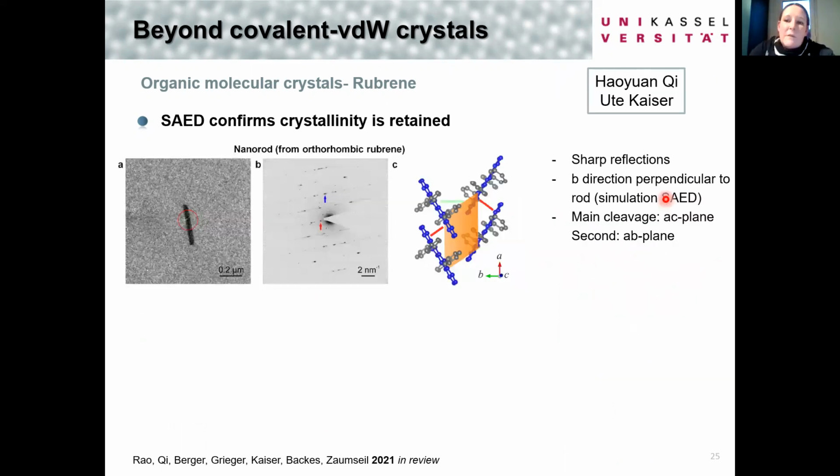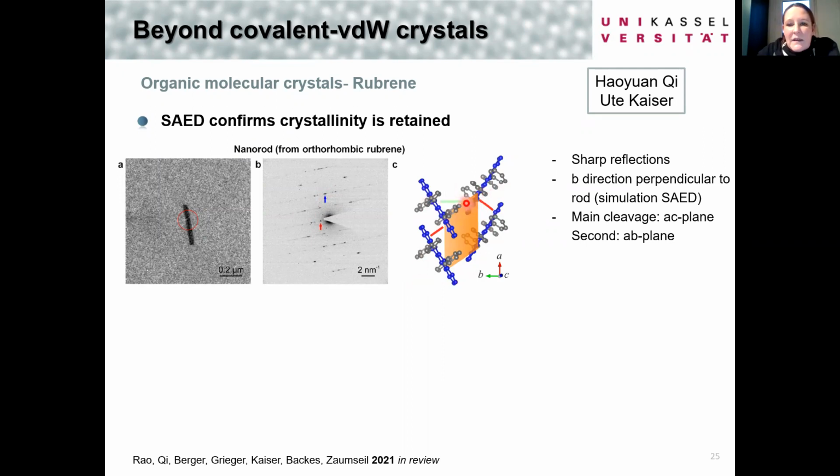Again, we teamed up with the people in Ulm. Again, Hawan took a look with the TEM, and this is absolutely challenging because these structures are very sensitive under the electron beam. So he really did a great job here. This is an example of a nano rod, and there you can clearly see in the diffraction image that you have relatively sharp diffractions. By essentially modeling this diffraction pattern, one could suggest the main cleavage planes, both of them.